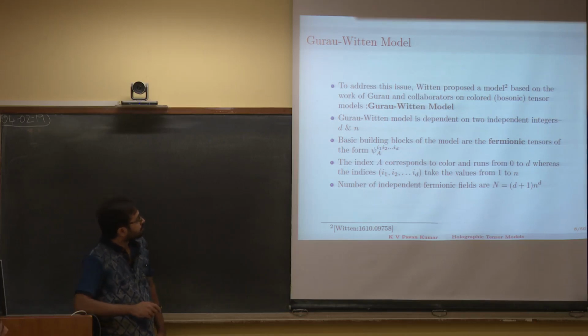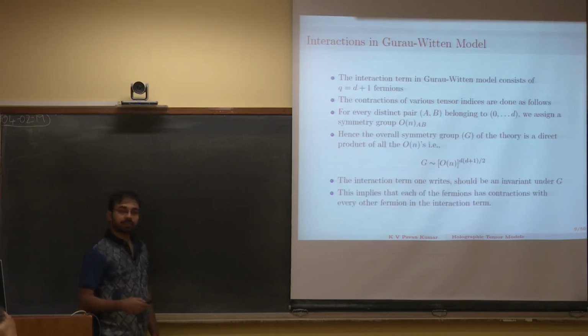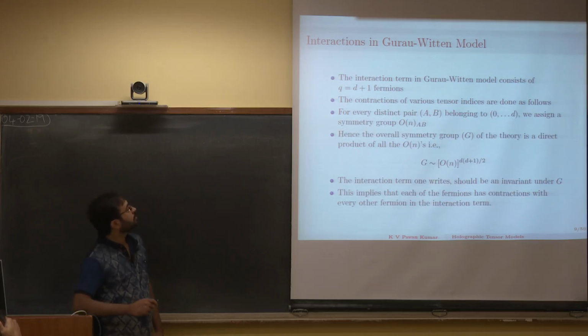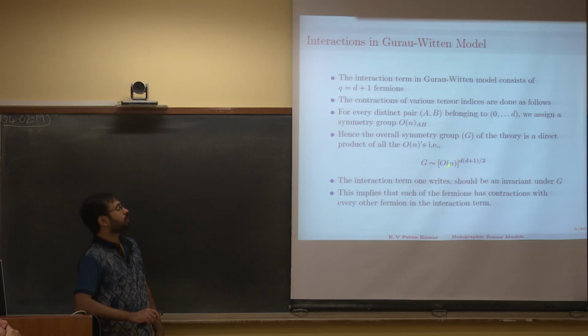So how do you construct the interactions in the Gurau-Witten model? We say that the interaction term consists of d plus 1 fermions, and the symmetry group is assigned as follows. For every distinct pair of colors A and B, we assign a group O(n)_AB. Because there are d plus 1 colors, the total symmetry group is a product of d times (d plus 1) by 2 copies of O(n). And the interaction term we write is a scalar under this group.